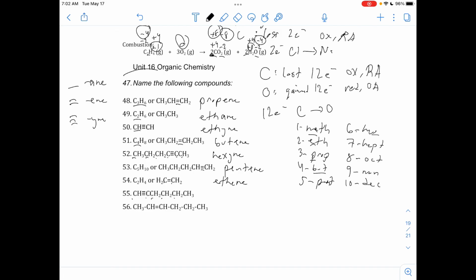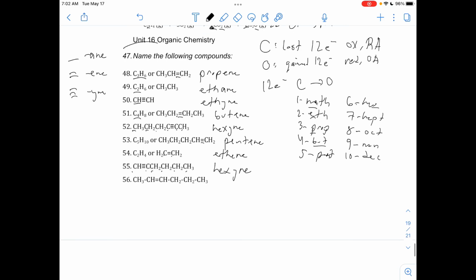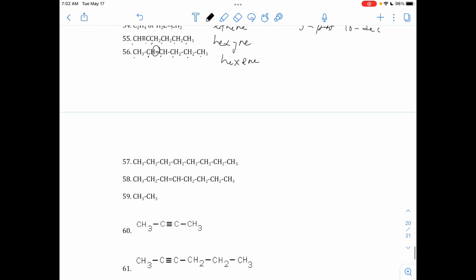Next one, 1, 2, 3, 4, 5, 6 carbons, so hex, and then a triple bond is hexyne. Another 6 carbons, so hex, double bond is ene, hexene. Okay, a couple more. 1, 2, 3, 4, 5, 6, 7, 8 carbons is oct. No double or triple bonds, so octane, like your fuel. Another 8 carbons is oct, but there's a double bond, so octene.